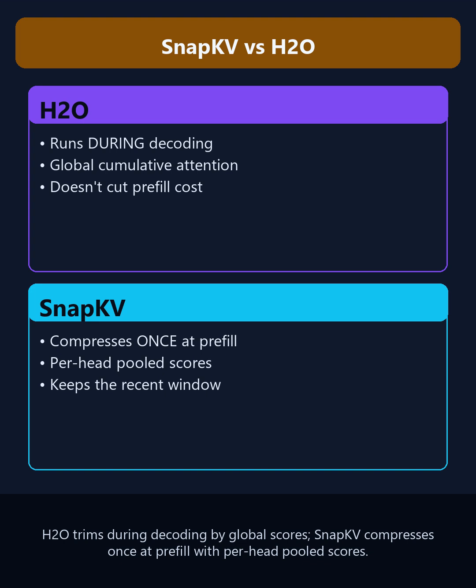How is this different from H2O, the well-known heavy hitter method? H2O works during decoding and scores tokens by cumulative global attention, so it doesn't cut the expensive prefill and can miss what a specific head needs. SnapKV compresses once, at prefill, uses per-head pooled scores, and always keeps the recent window. At the same cache budget, SnapKV is typically more accurate and simpler to drop in.